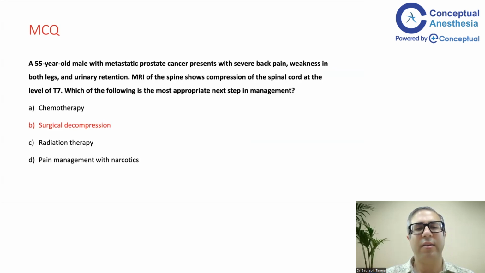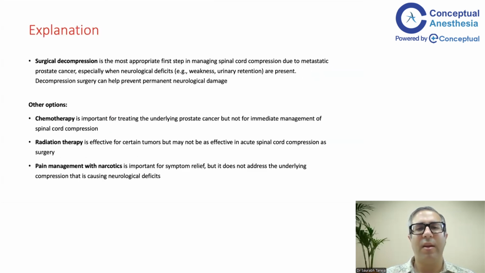The correct answer is surgical decompression. When it causes symptoms like weakness in both legs and urinary retention, that is the time we think about doing a surgical decompression. This is the most appropriate first step in managing spinal cord compression due to metastatic prostate cancer, especially with neurological deficits. As I told you, when there is a neurological deficit like weakness and urinary retention, we think about doing a surgical decompression.